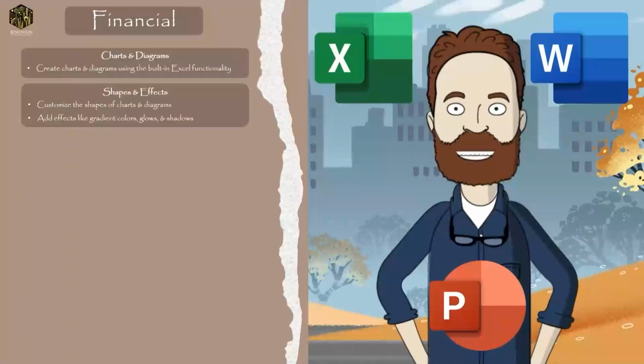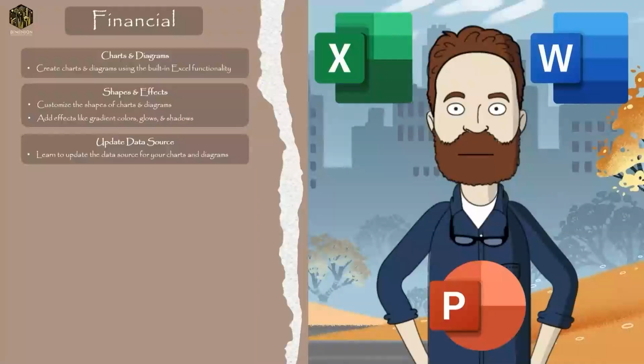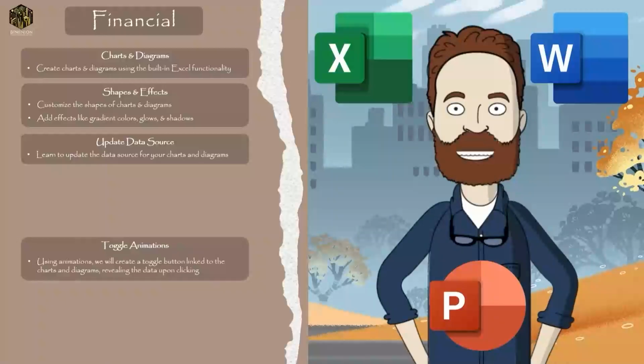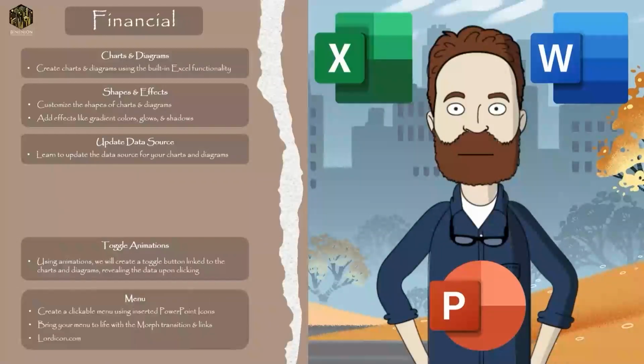You'll explore how to create and edit charts and diagrams and how to customize their appearance by changing shapes and applying effects such as gradient colors, glows, or shadows. Additionally, you'll discover how to easily modify the underlying data source, enabling you to build a robust financial template for reuse. Next, we'll add toggle animations to reveal data when clicked.